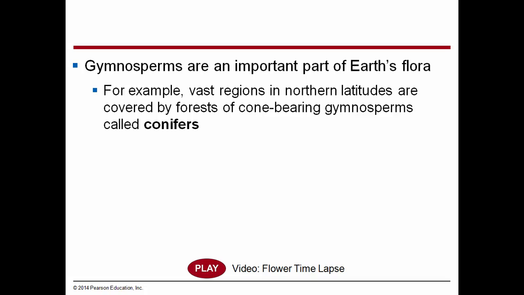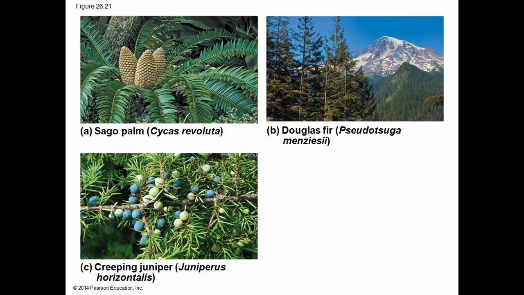Gymnosperms are an important part of the Earth's flora. For example, vast regions of the northern latitudes are covered by forests of cone-bearing gymnosperms called conifers. This is the region known as the taiga. It is the largest biome in the world, and we're going to talk a little bit more about it later in the semester when we get into biomes in global ecology. Okay, so it's the largest biome. It's dominated by conifers.